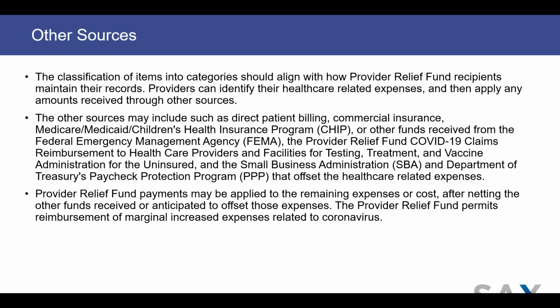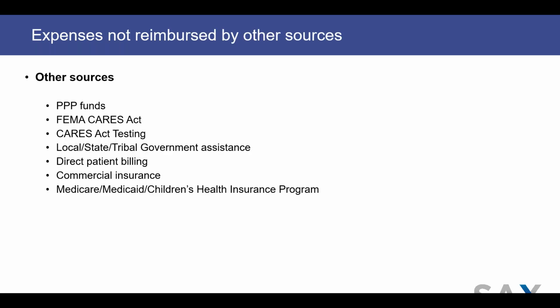And you're going to see, we'll go to the next slide, our PPP funds. If you received any dollars under FEMA, if you received CARES Act testing dollars, if you received any reimbursement from even an insurance policy for any of your lost revenue, if you were allowed, any reimbursement from your commercial insurance for any type of supplies, all of that has to be netted before you can start considering your COVID-related expenses for the Provider Relief Fund.